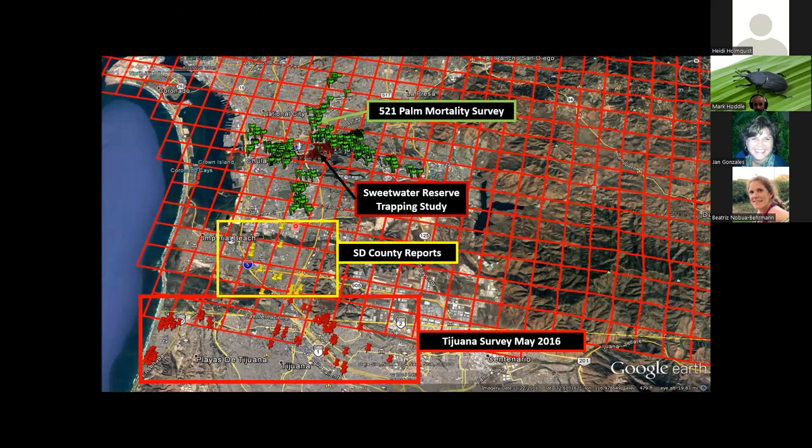through southern San Diego County, all the way up here into the Sweetwater Reserve, where we have been monitoring the weevil populations for about 6.5 years now. I'm counting the traps for the last time on January 1, and this study will be finished.